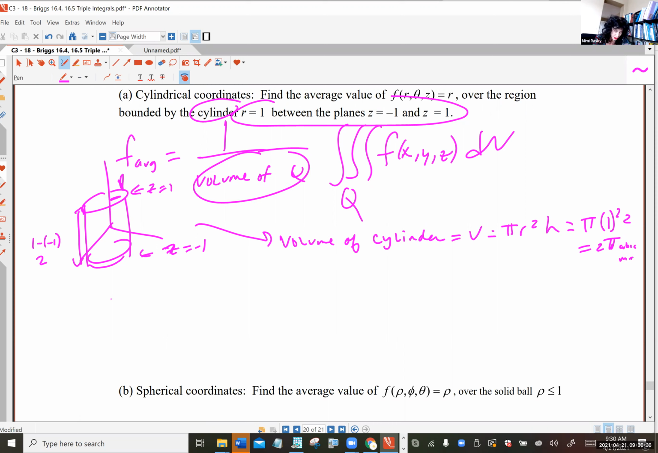So this F average right now looks like it's going to be 1 over 2 pi times a triple integral. And then this is kind of an easy integrand there, R. And then they told me that they wanted cylindrical coordinates. So what's the volume element for cylindrical? Anybody remember?